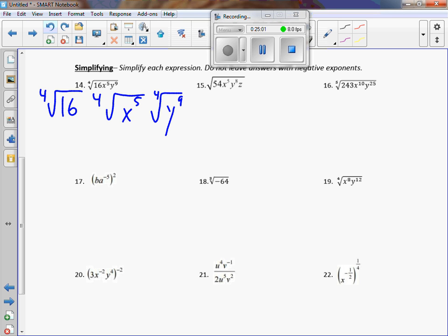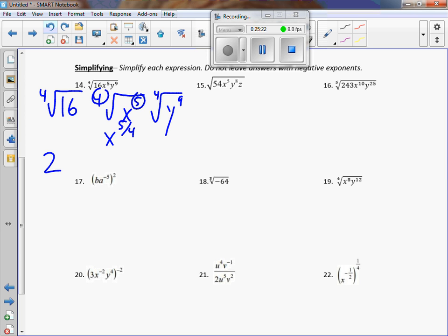Now, fourth root of 16, very simple. You can punch that in the calculator. We'll see it's 2. Fourth root of x to the fifth. Let's think about this in another way. Let's think about this as a fraction. Remember, this is our top number. This is our bottom number. So we could think of this as x to the 5 over 4.